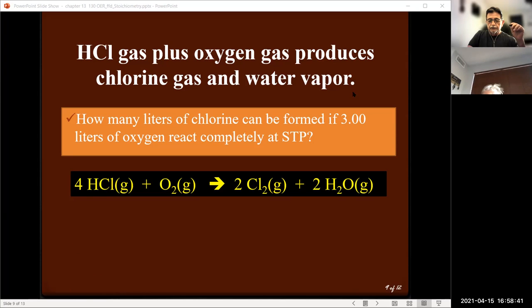All right, so the question says, how many liters of chlorine can be formed if 3 liters of oxygen react completely at STP? So we've got 3 liters here. We want to know how many liters here. So we're only concerned about those two.